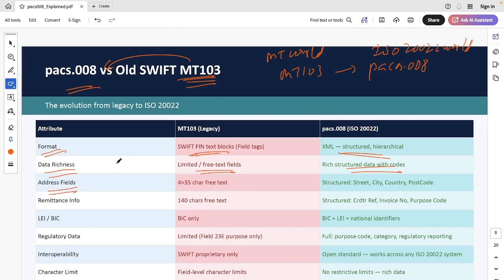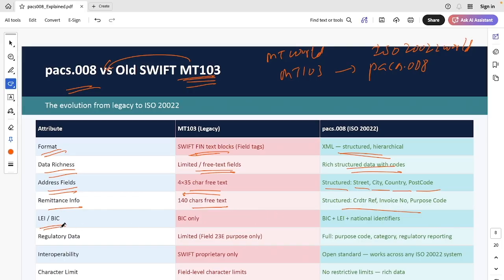Third is the address field. In MT103, address details are usually squeezed into limited free text lines, whereas in pacs.008, addresses are structured into street, city, country, postcode, and other fields. This is very helpful for compliance and screening. Fourth is the remittance information. MT103 has limited space for remittance information, but pacs.008 can carry structured details like creditor reference, invoice number, and purpose code. So reconciliation becomes easier with pacs.008.